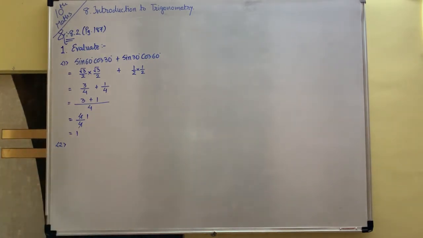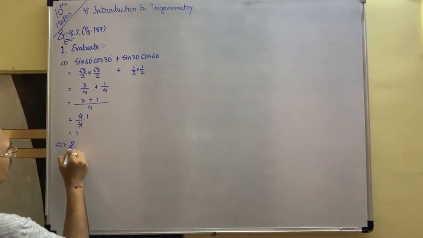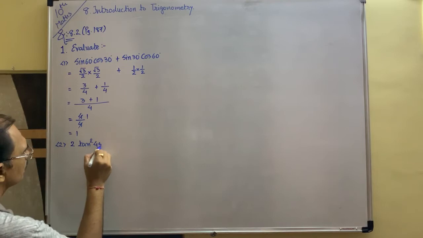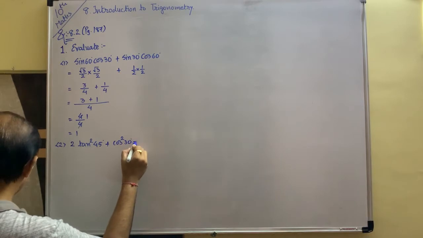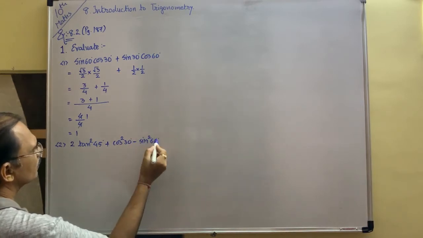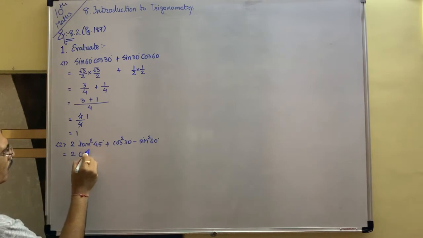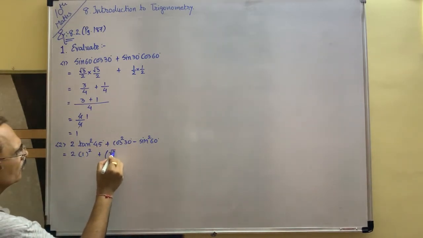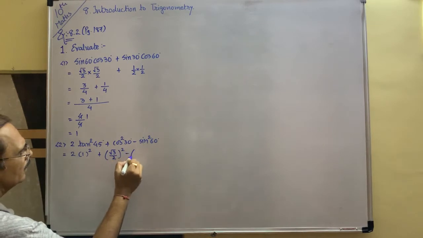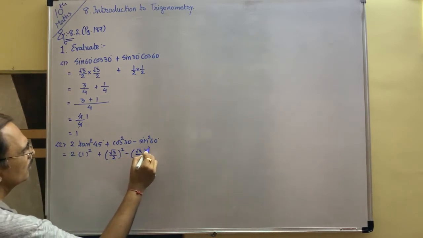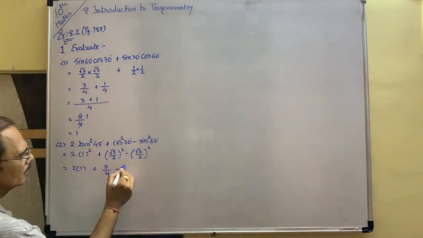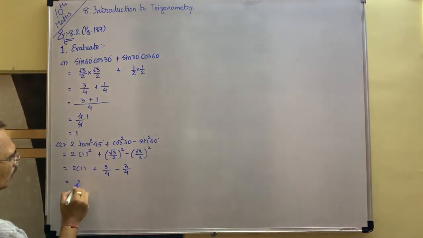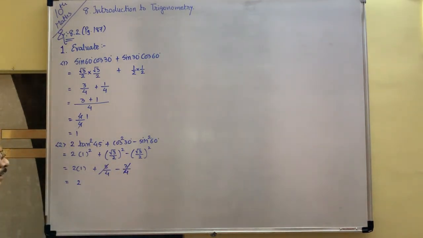Second number. Tan square 45 plus cos square 30 minus sin square 60. This is the value. Tan 45 is 1 from the table. Cos 30 is root 3 upon 2 the whole square, and sin 60 is also root 3 upon 2 the whole square. 1 square is 1, root 3 square is 3 and 2 square is 4, minus root 3 square 3 and 2 square 4. 2 1s are 2, plus 3 upon 4 and minus 3 upon 4 same, cancel. So answer is 2.